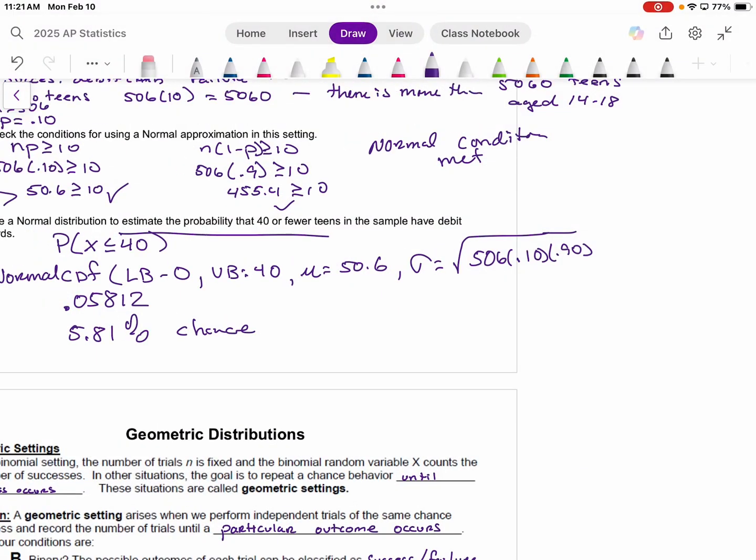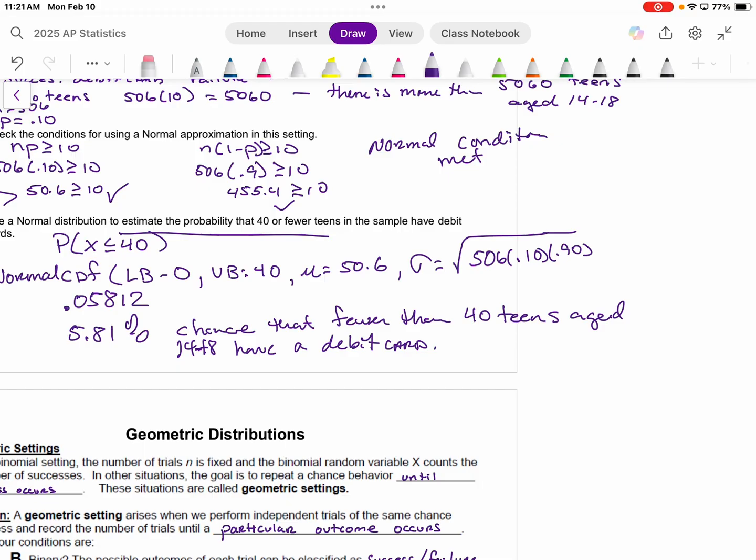that fewer than 40 teens aged 14 to 18 have a debit card. And again, we'll do geometric tomorrow.